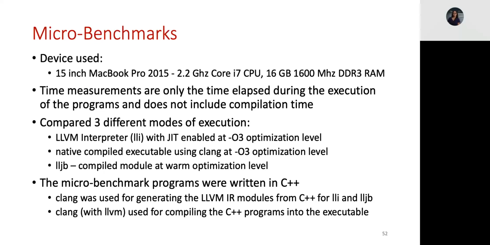And then we have Lljb running the code at warm optimization level. The starting point of this program was that they were all C++ programs. We used Clang to generate the IR that was provided to Lljb and the LLVM interpreter. And Clang just compiled natively, starting from C++ code into the executable.